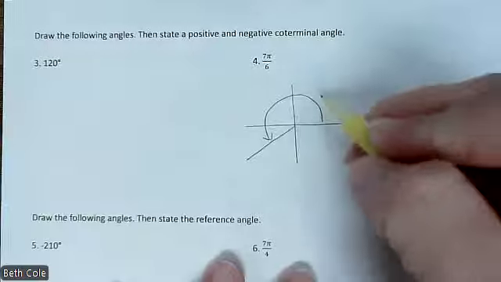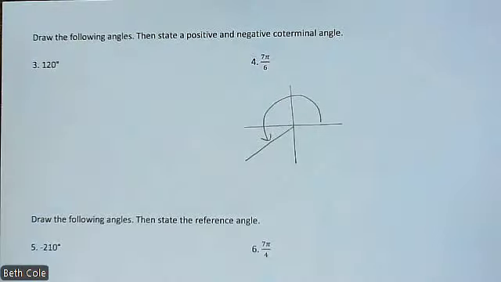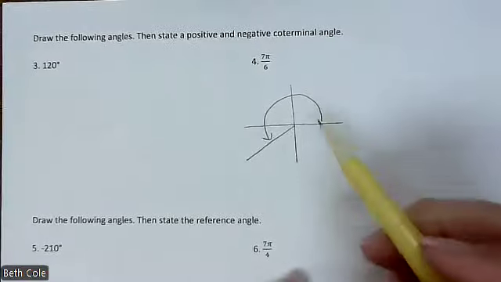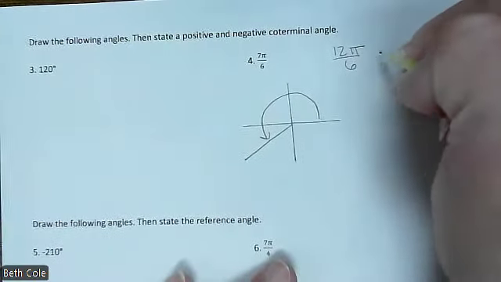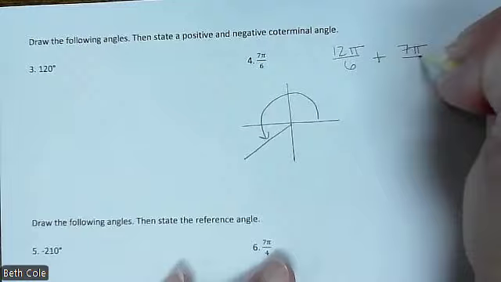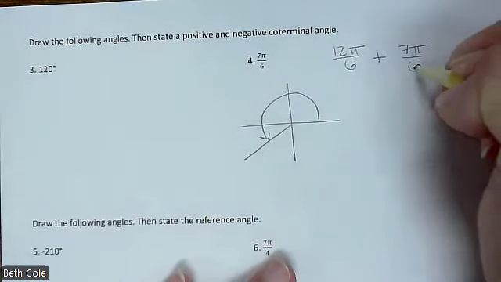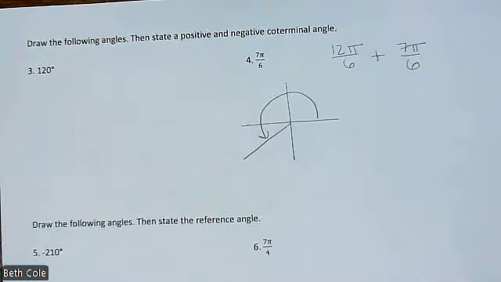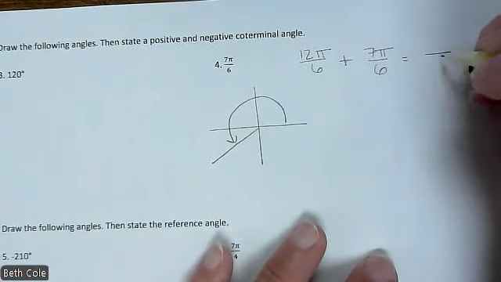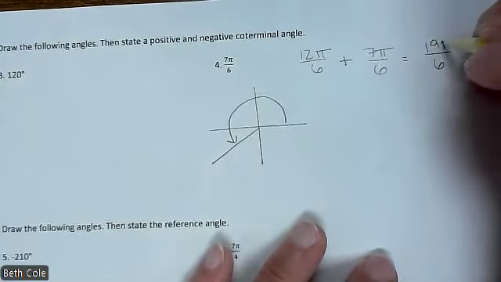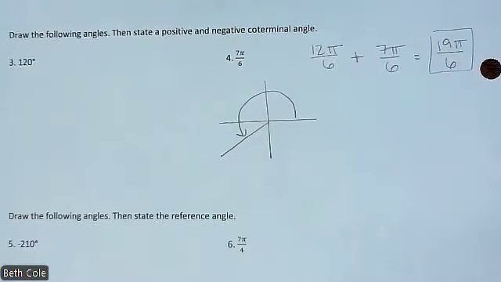So what is one whole way around in radians? It's 2 pi, but I need for that to be over 6. So it's 12 over 6. So we're going to do 12 pi over 6 plus 7 pi over 6. We're adding another rotation. That's like you went around once more. So just add those together, and that would be what? Yeah, 19 pi over 6. So that's your positive one.